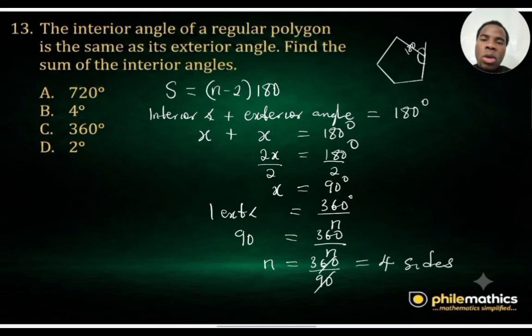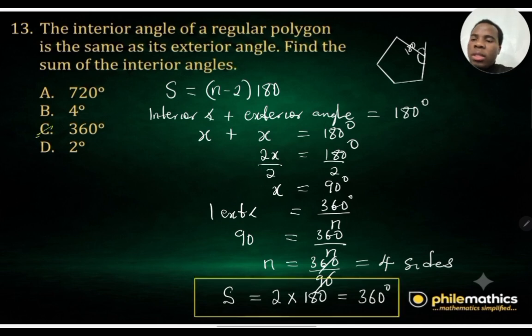Now back to our formula for finding the sum of the interior angles. Since we have gotten n as 4, it will now be n minus 2, which is 2, times 180, and this will give us 360 degrees, which leaves us with C.